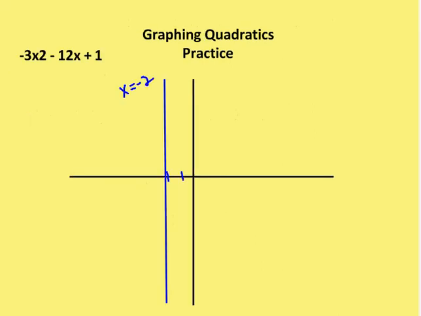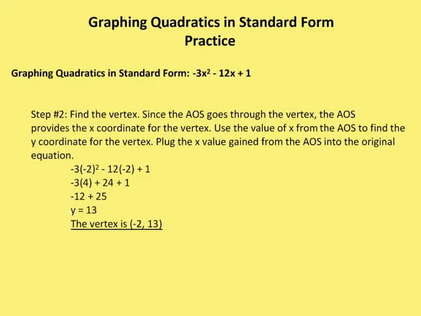So I'm going to go to my graph, and I'm going to go ahead and graph x is equal to negative 2. So x is equal to something is just going to be a vertical line. Remember, this is the axis of symmetry. It divides the parabola into 2 symmetrical or equal halves. Okay, so I have my axis of symmetry. That's the first step. Second step is to find the vertex.